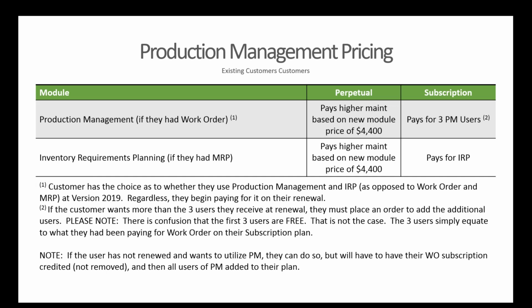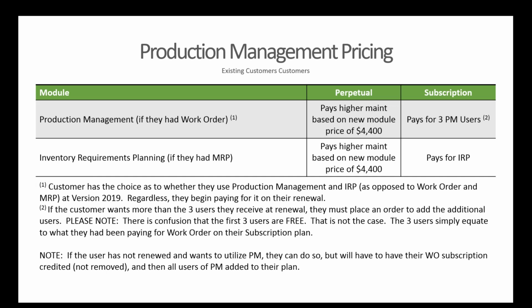Production management, if they had work order, this is how they transition. They just pay the higher maintenance on the new module in perpetual subscription. They get converted over to 3 users. For IRP, again, the higher maintenance, and they pay for IRP on subscription. That happens automatically at their renewal.